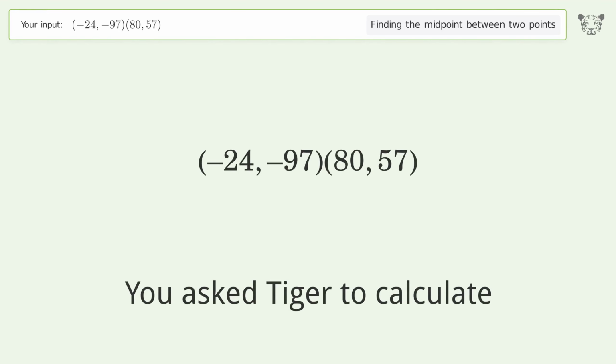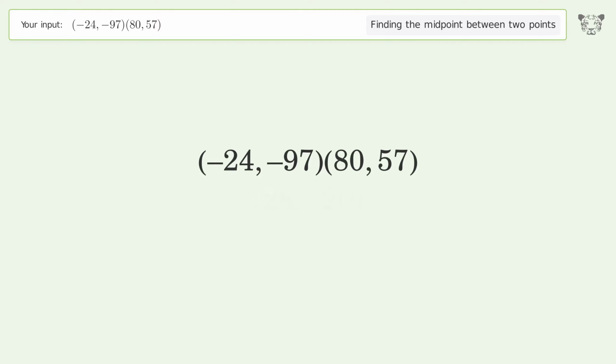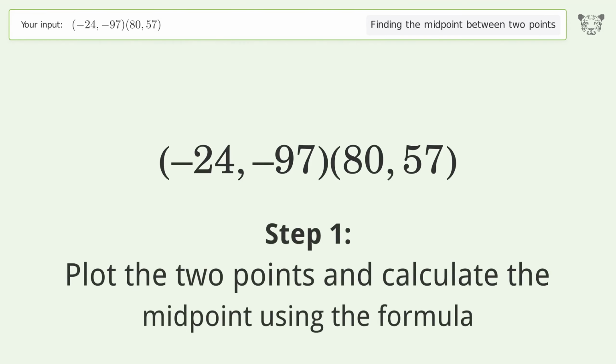You ask Tiger to calculate. This deals with finding the midpoint between 2 points. The midpoint between the 2 points is 28, -20. Let's solve it step by step. Plot the 2 points and calculate the midpoint using the formula.